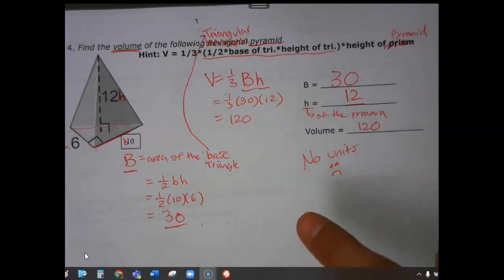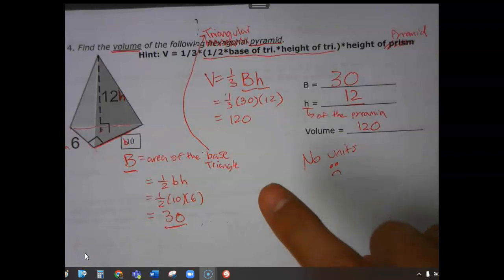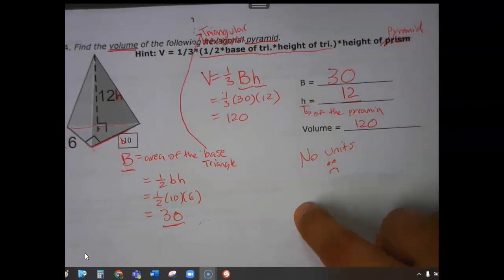Make sure you study this and that you have your notes and this review that you can use on your quiz tomorrow. Okay, all right, here we go.